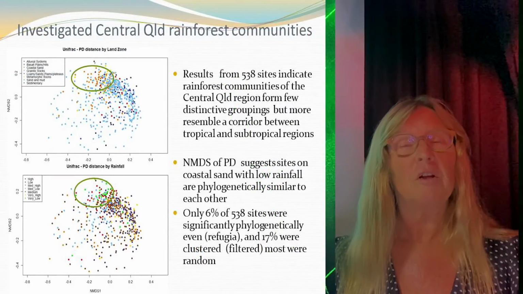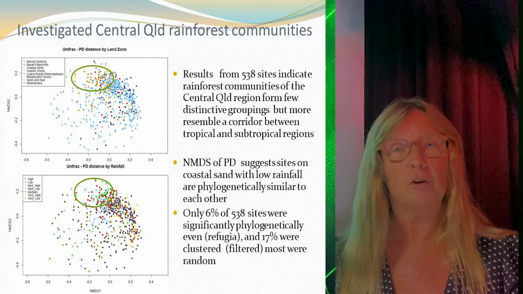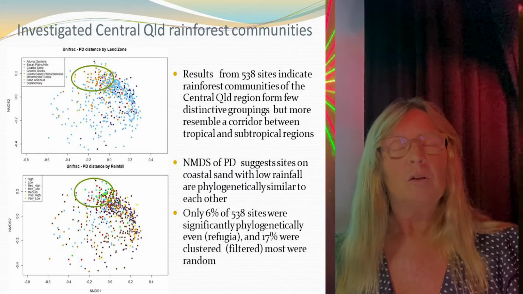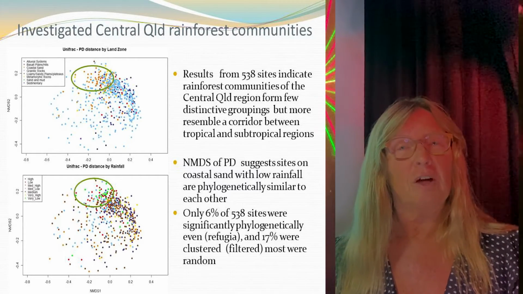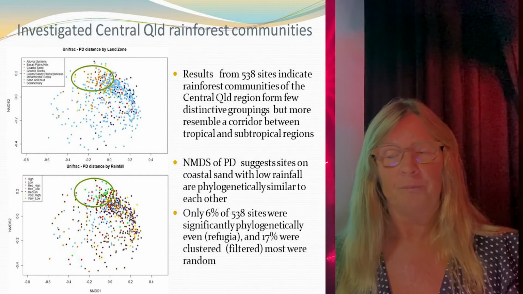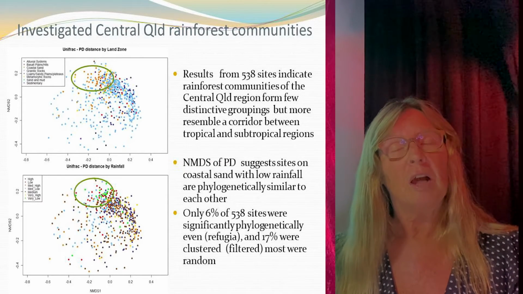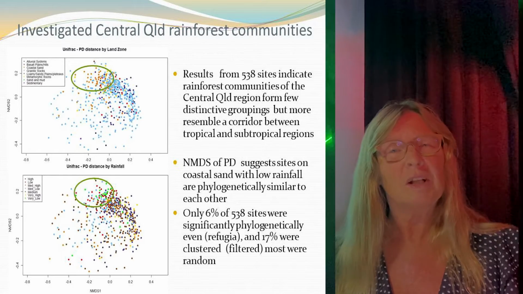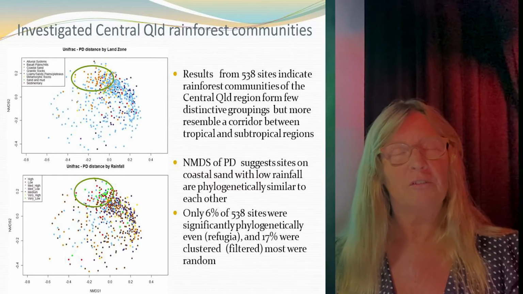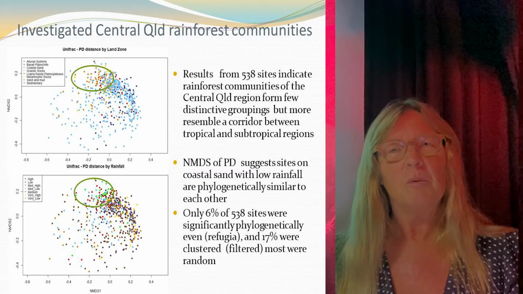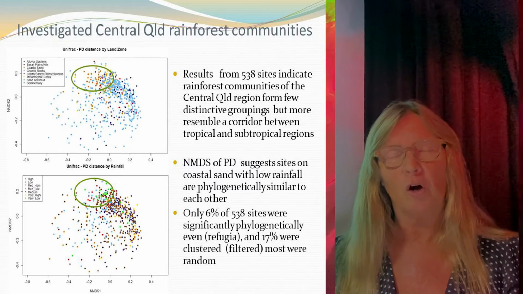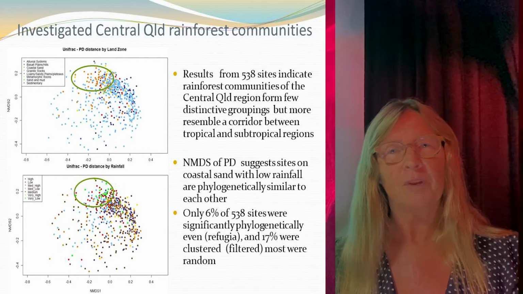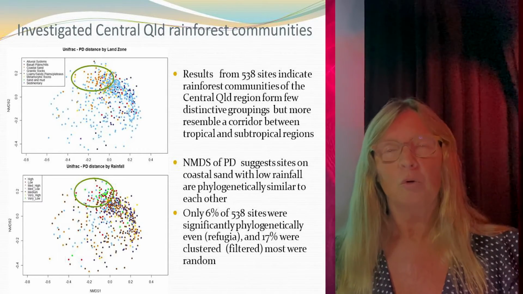We also investigated central Queensland rainforest communities. These are very poorly studied. And we did quite an extensive survey of more than 500 sites. And our results indicate that the central Queensland rainforest communities are not really grouped into very many distinctive groupings, and they're more consistent with a kind of corridor between the tropical and subtropical rainforests. But we did find some groupings.